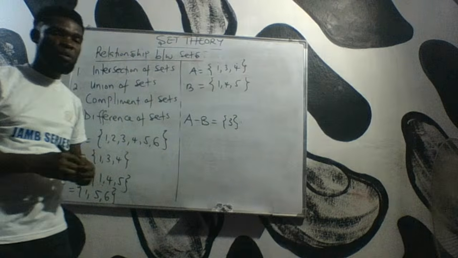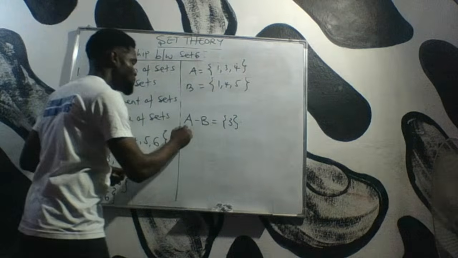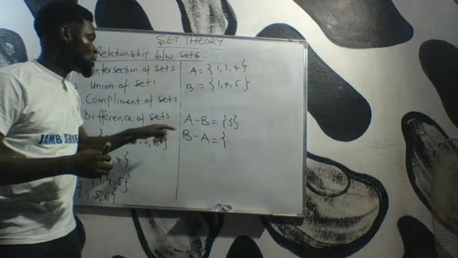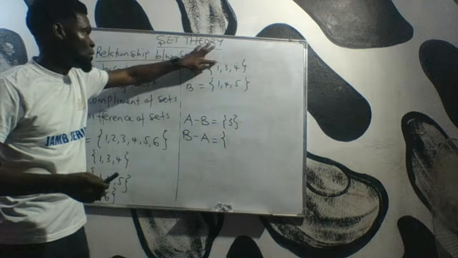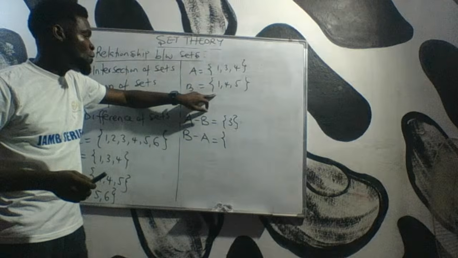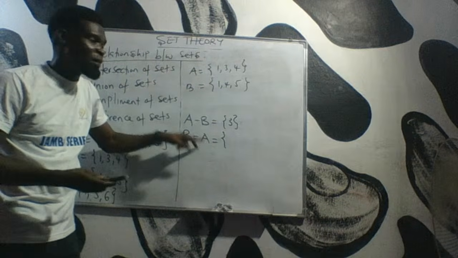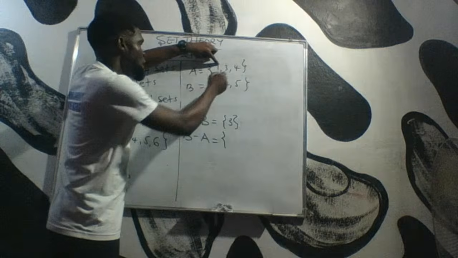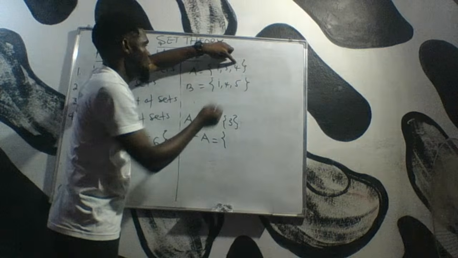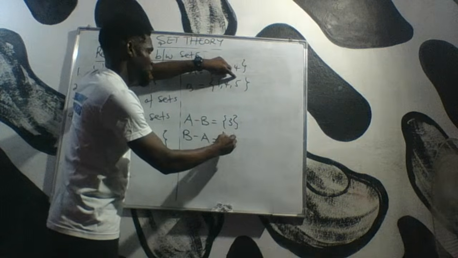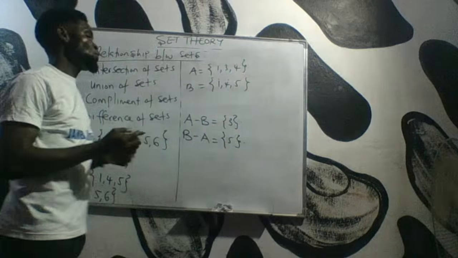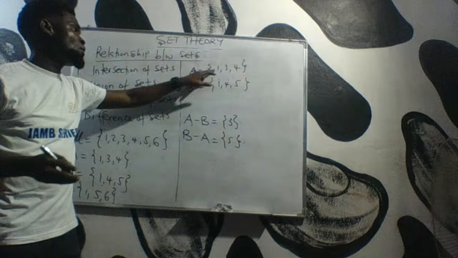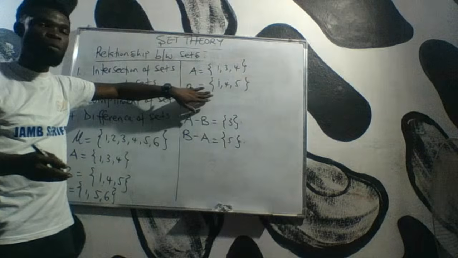Okay, now what will be B difference A? B difference A means go to B, and remove all the elements of set A. So I am in B, I remove 1, which is in A, I remove 4, and I'm left with 5. That is 5. So when you are looking for the difference of sets, go to that set and remove all the elements that are common to the other set.